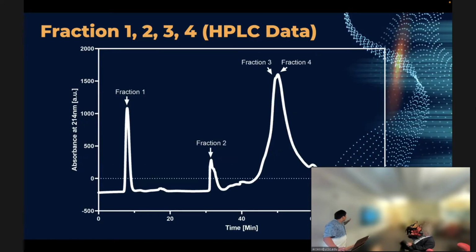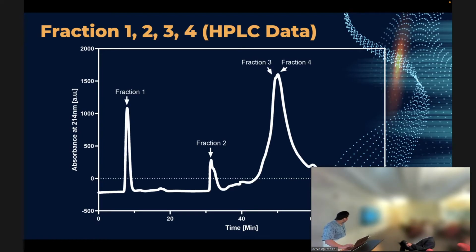So this is the first round of purification with the crude peptide. It varies from run to run, so I might not get all 4 of these peaks again if I do it with a different sample. But for this sample, I had 4 fractions, and each fraction was collected.